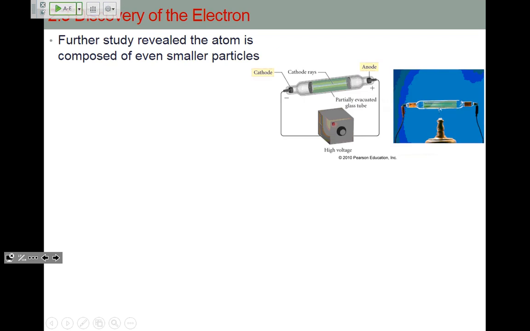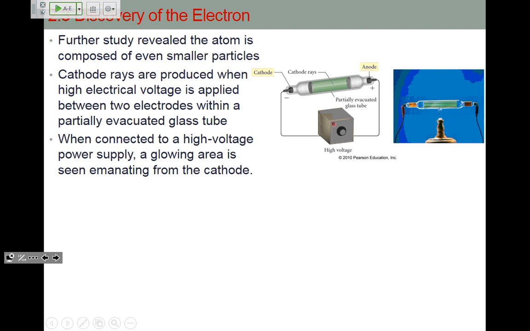So the discovery of the electron was one of the first things that brought about us really understanding what our elements are made up of, what they look like. Further study revealed that an atom is composed of smaller particles than just the atom. And one of those studies came about by looking at a cathode ray. They have these things called cathode rays. They're produced when high electrical voltage is applied between 2 electrodes in a partially evacuated glass tube. And evacuated just means we're removing the air. And when connected to a high voltage power supply, you had a glowing area seen emitting from the cathode.